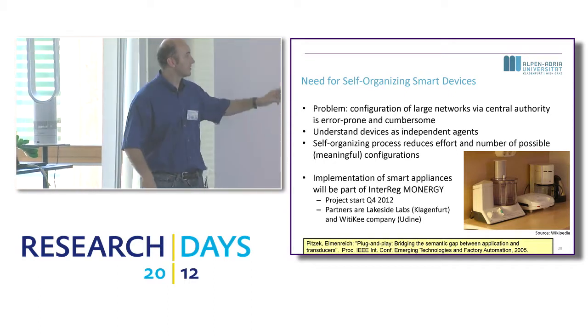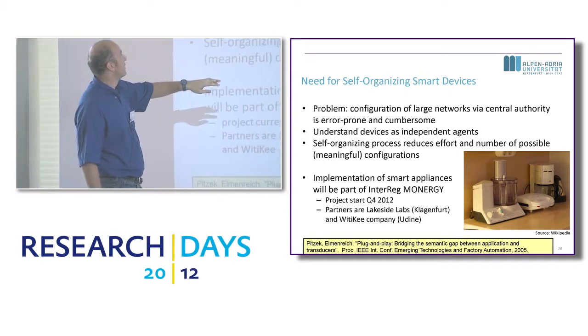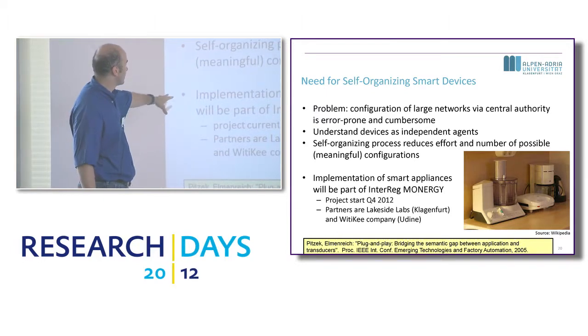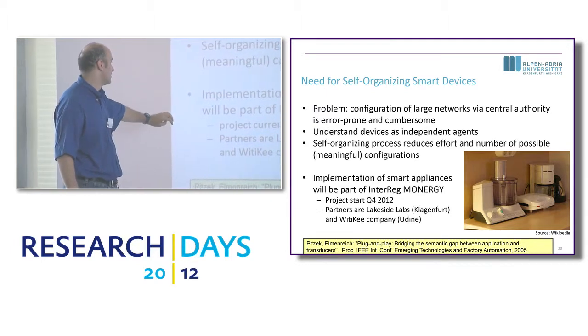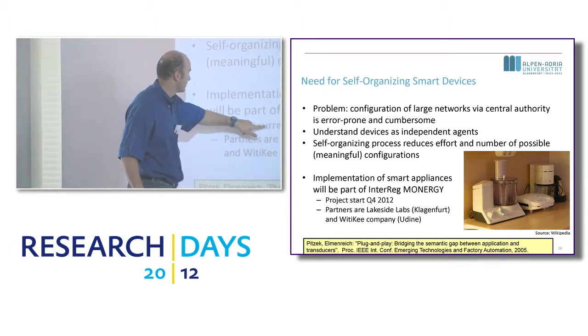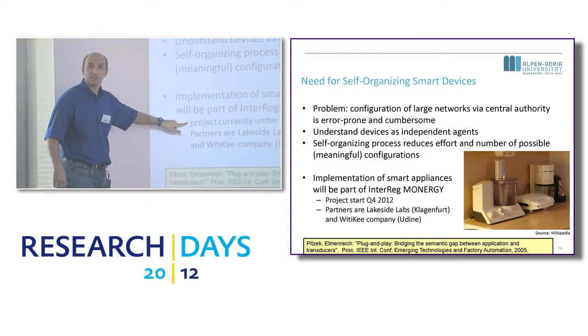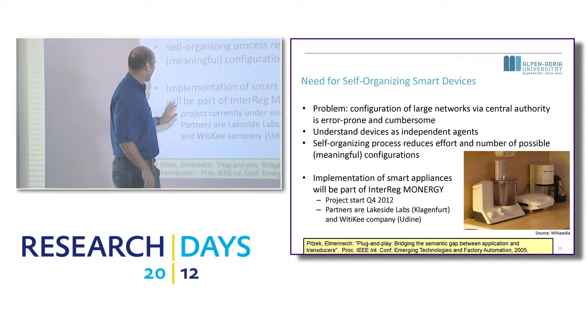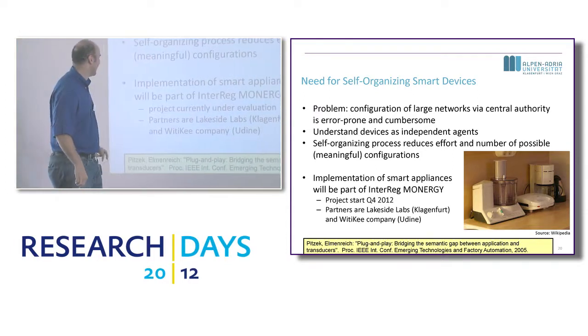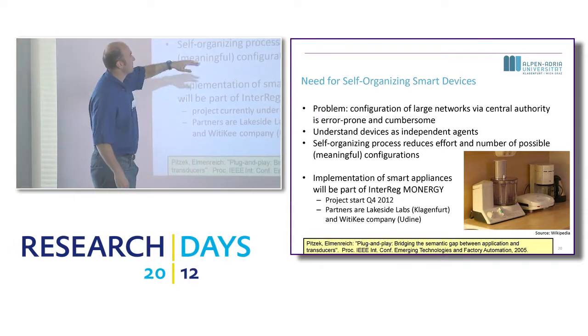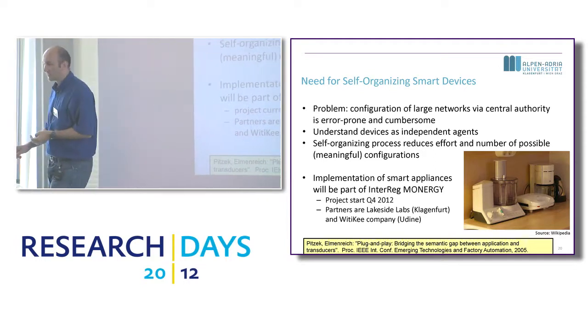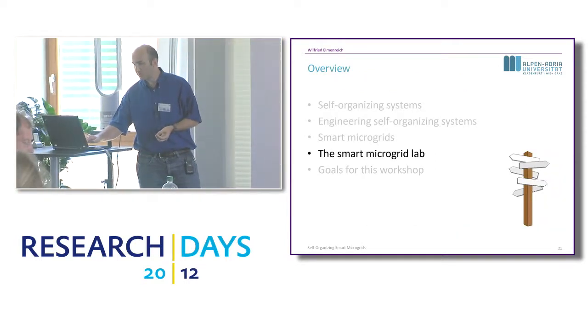So the idea is that we go for self-organizing smart devices, and we have a project there. I can erase this line here. It's not currently under evaluation. It is funded. So we have this project, Monarchy, where we go for these ideas of smart appliances and measuring things.